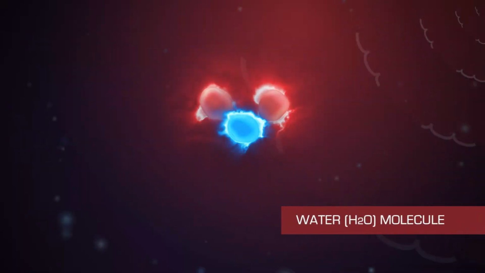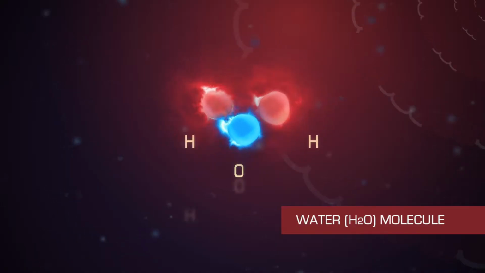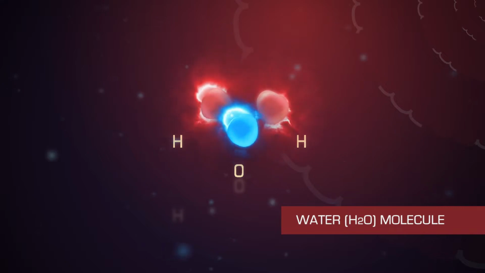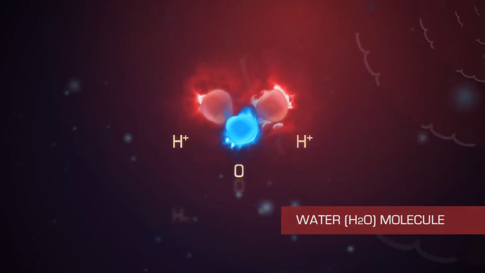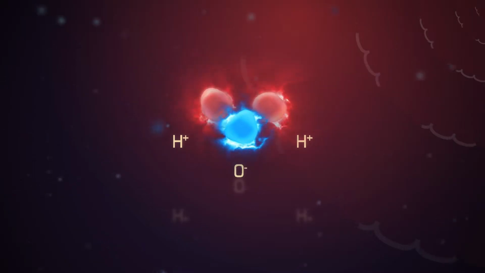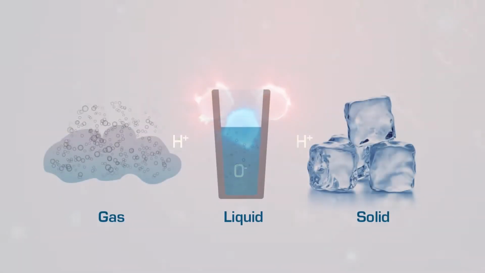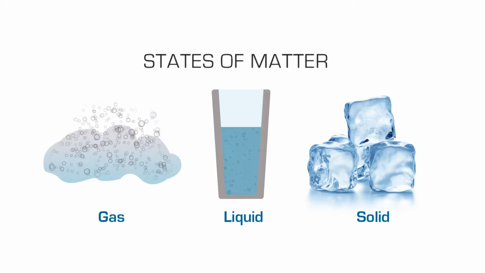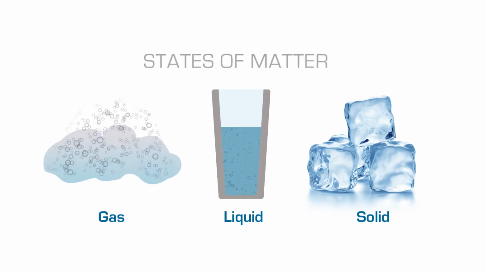Water molecules consist of an oxygen atom with two hydrogen atoms attached. In this asymmetrical molecule, the two hydrogen atoms have a positive electrical charge, while the oxygen end of the molecule is negatively charged. Water molecules exist in three states of matter: gas, liquid, and solid.